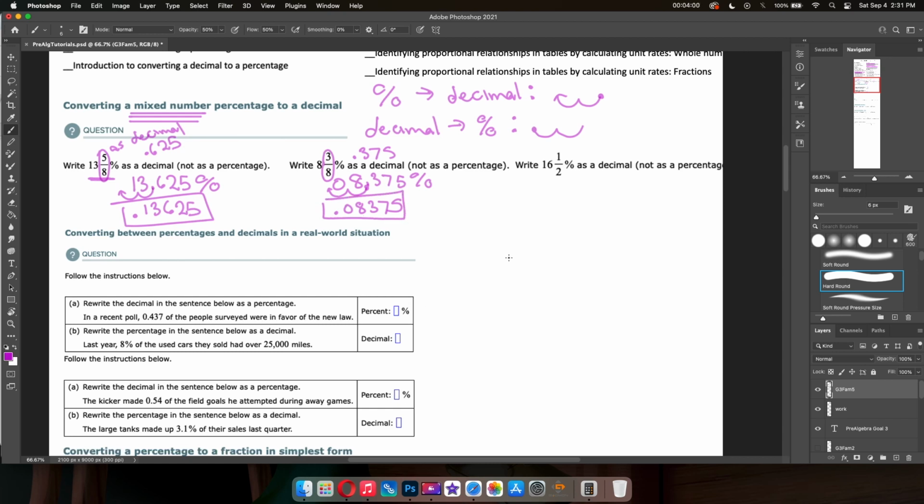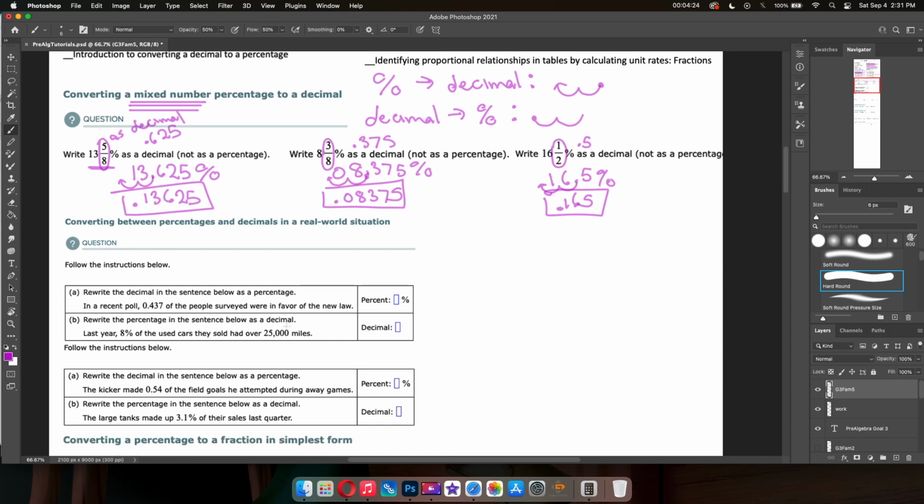Nothing painful has happened. Last one we have, 16.5%, 1/2. I hope by this point everyone kind of knows that that's 0.5. So we have 16.5%, and we move it 2 spaces to the left to get 0.165. Ta-da!